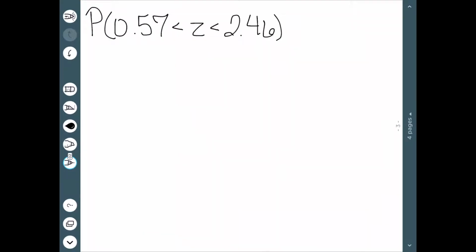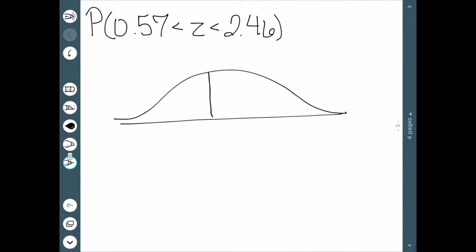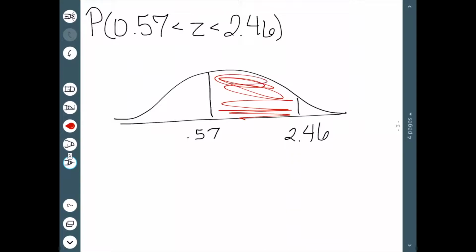For the next one, we'll look at the probability that z is between 0.57 and 2.46. So 0.57 is going to be somewhere here close to the center. 2.46 is down here, and we want to find the area that is between these two numbers, so somewhere in the middle. When we move to our table, we need to look up both of these numbers.